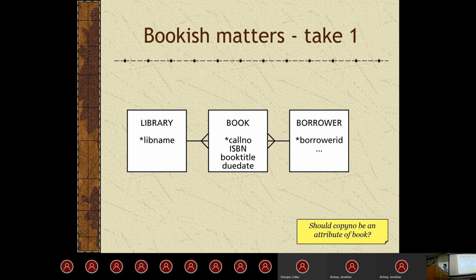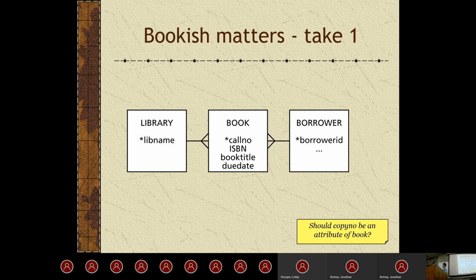And then we also have people who loan out the books. So we have the borrower. The borrower can have one to many books. A book belongs to one and only one borrower. So within the borrower, we have the borrower ID as a unique identifier. That's probably going to be the library card number. Then, of course, we have additional attributes about the borrower that we're just not including here for brevity's sake.